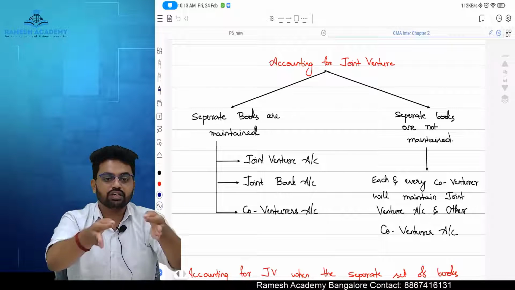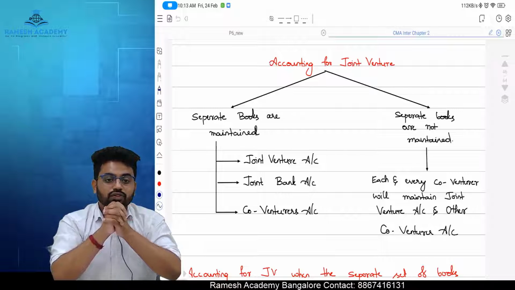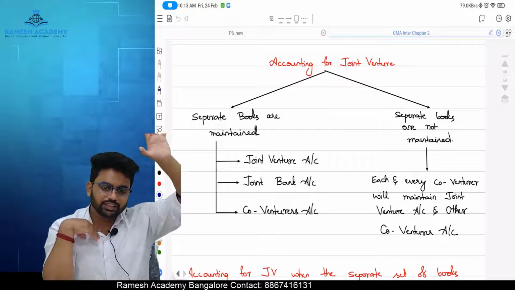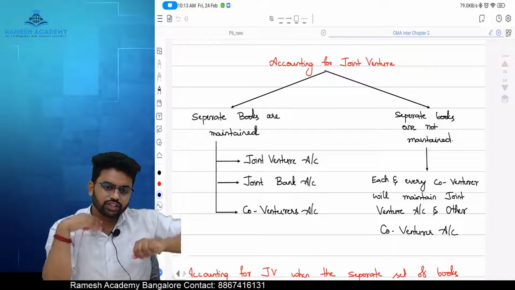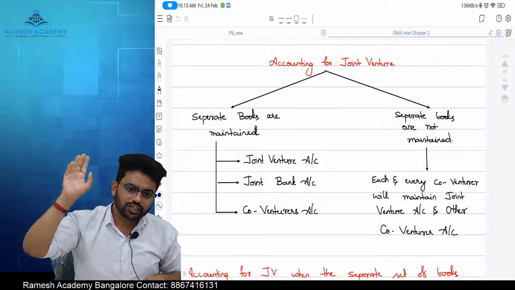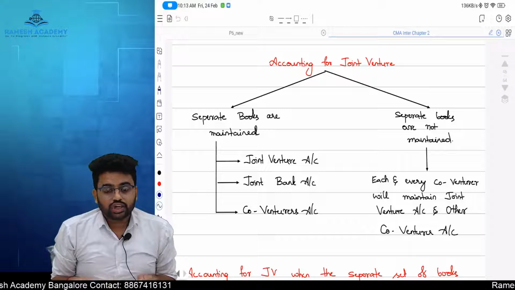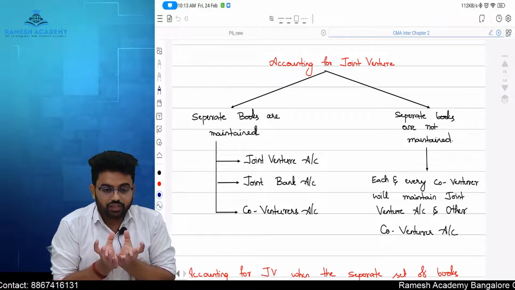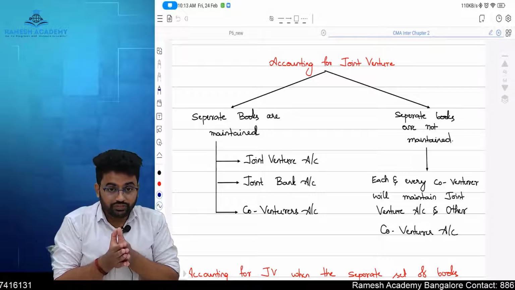after certain time. So usually what we will do, there is no difference between revenue in nature and capital in nature. Whatever the expense is there, everything will be debited in the joint venture account. Whatever the income is there, everything will be credited in the joint venture account. What is joint bank account? Joint bank account is the account which is opened by the co-venturers together to deal with the joint venture business.